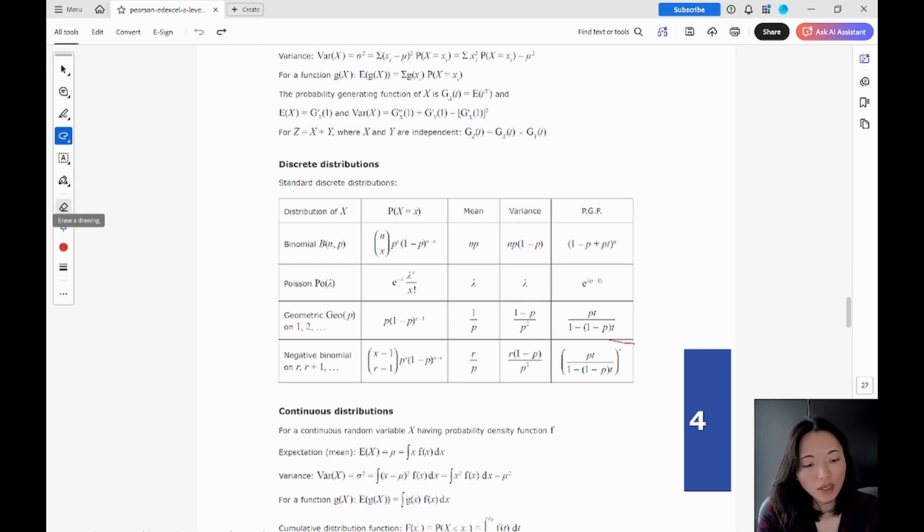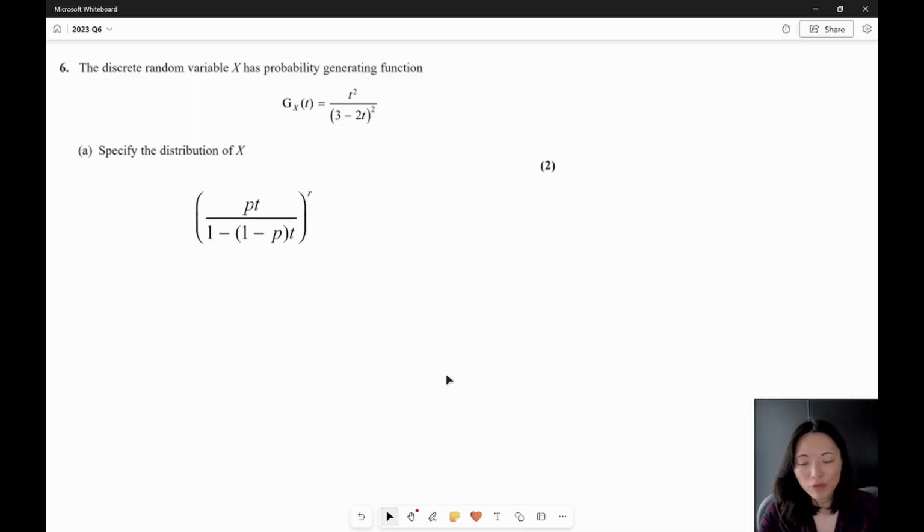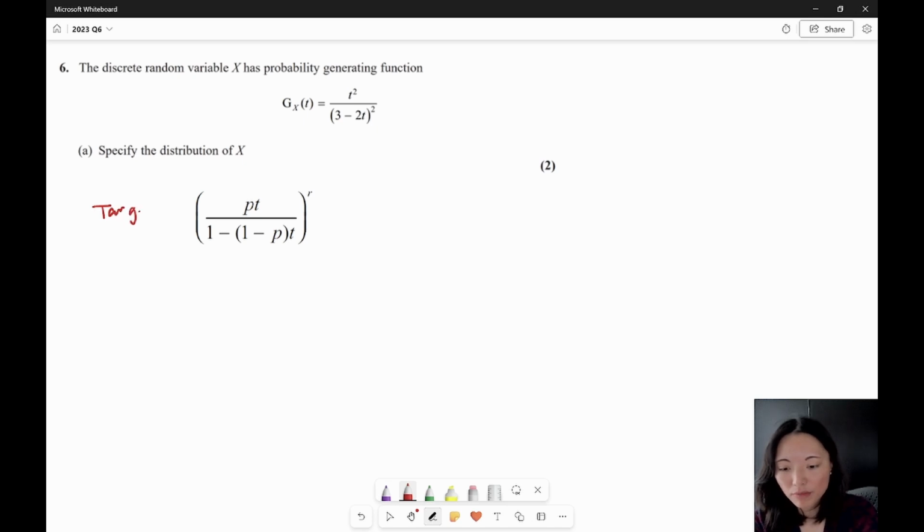Looking at this table, I think this expression is closest to what the question is giving us. But the constant in the denominator is 1 here. And also we've got a p in front of the t in the numerator and 1 minus p in front of the t in the denominator. So let's try and rearrange the expression in the question to see whether we could get it to this format. Now we've got the target. So this is our target PGF format.